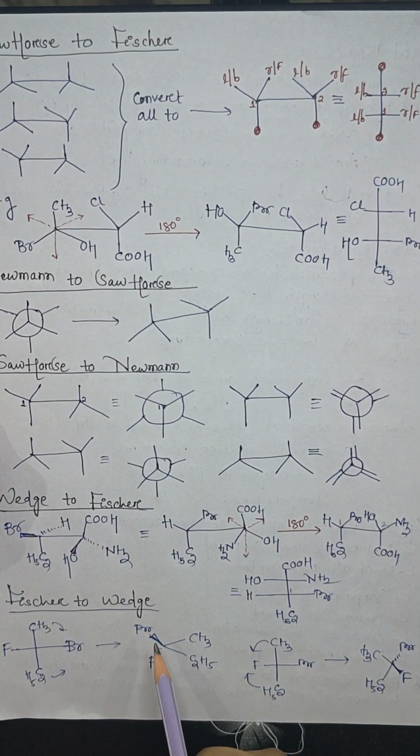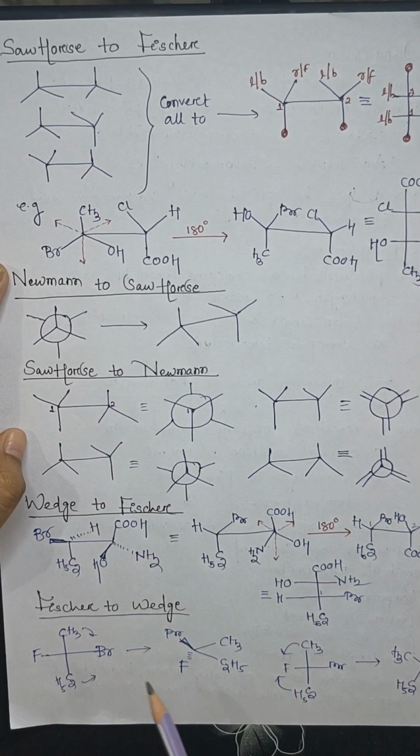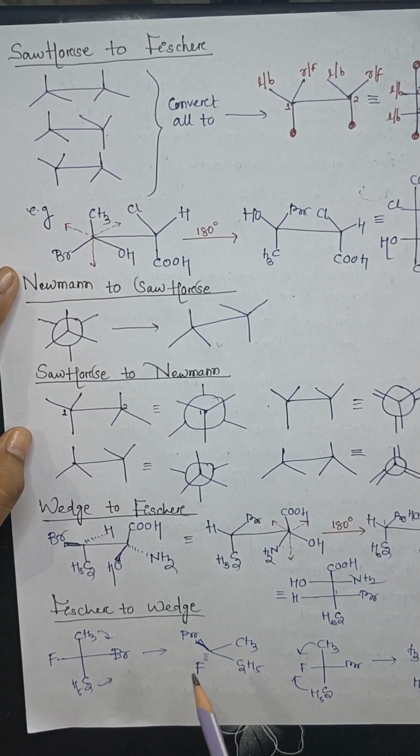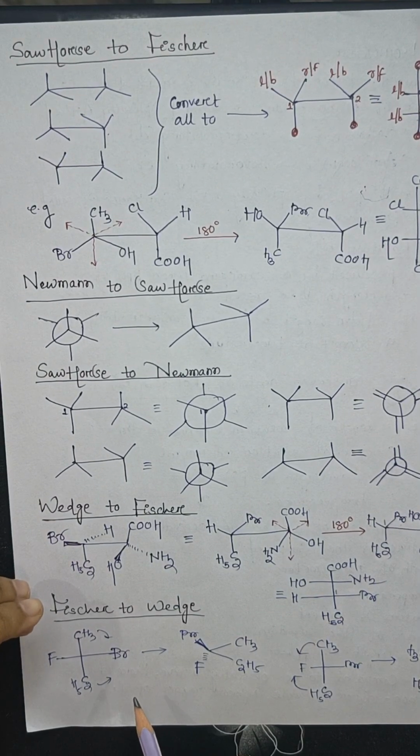Next, from Fischer to Wedge. Suppose the Fischer projection is given here, we have to convert it to wedge. That means suppose we have to bend the molecule towards the bromine side.